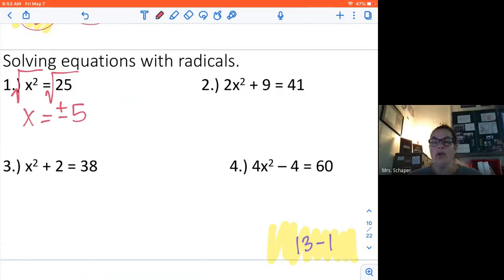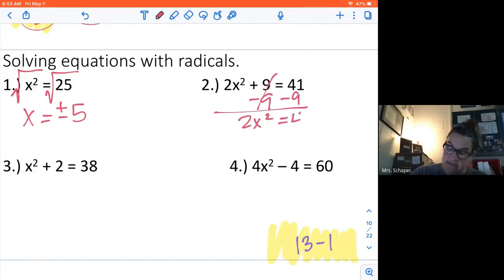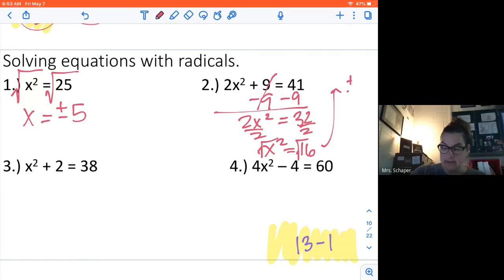All right, looking at number 2, I'm going to subtract 9 from both sides. Again, we're using our equation solving skills. Oops, 41 minus 9 isn't 41, it's 32. I'm going to divide by 2. So x squared is equal to 16. I'm going to square root both sides. I'm writing in the square root symbol, positive, negative 4.